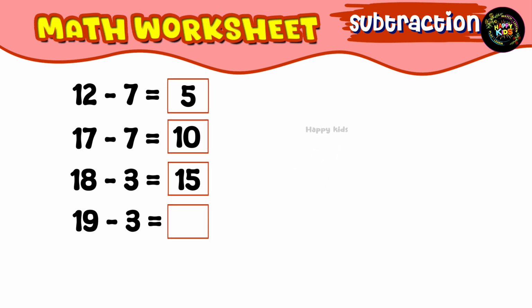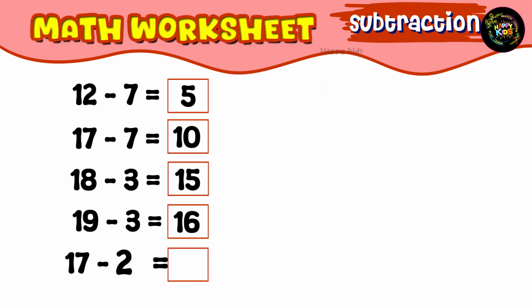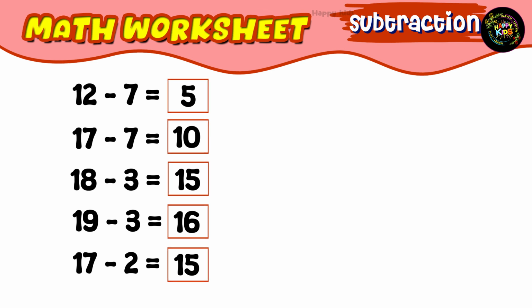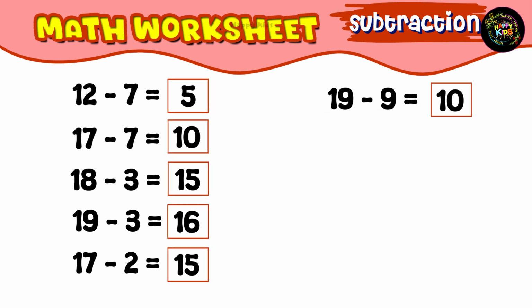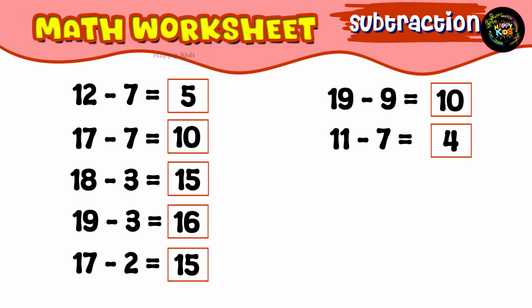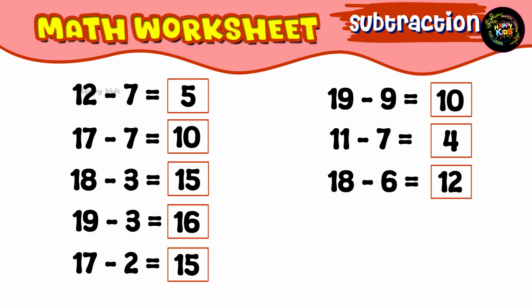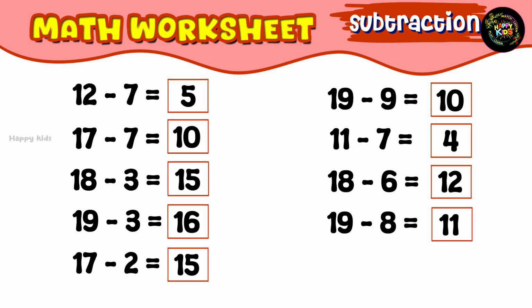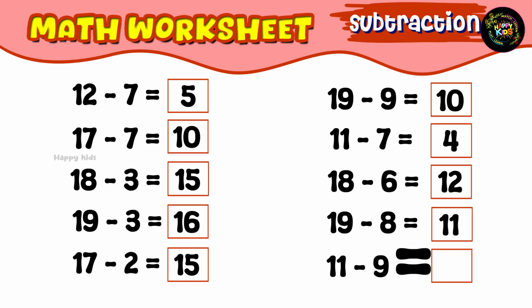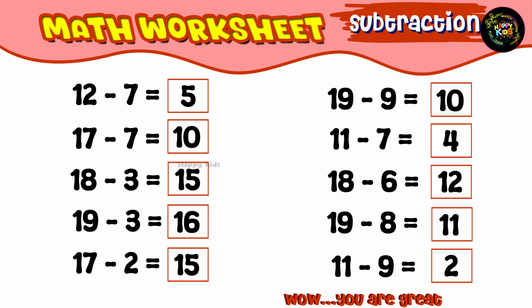19 minus 3 is equal to 16. 17 minus 2 is equal to 15. 19 minus 9 is equal to 10. 11 minus 7 is equal to 4. 18 minus 6 is equal to 12. 19 minus 8 is equal to 11. 11 minus 9 is equal to 2. Wow, you are great.